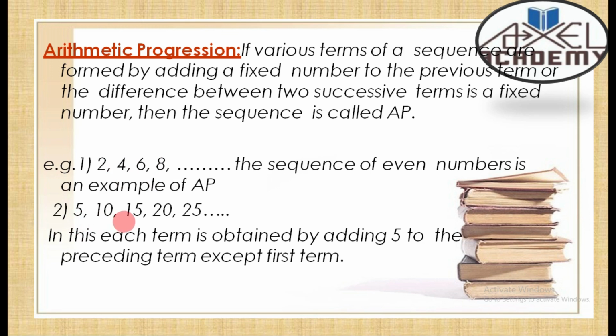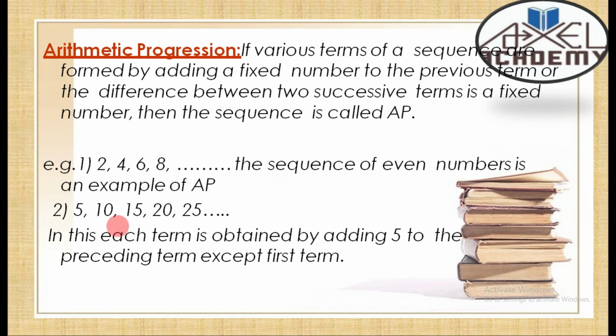The same here, the same example they have taken. What is the difference here? The difference here is 5. 10 minus 5, 5. 15 minus 10, 5. 20 minus 15, 5. So again this is an arithmetic progression.